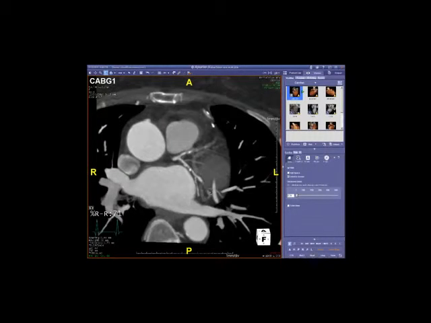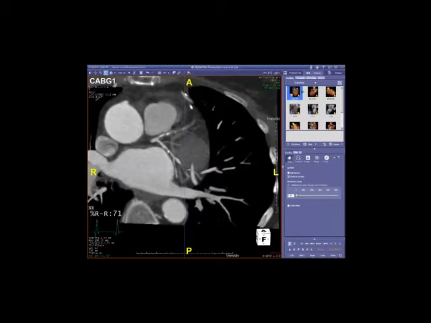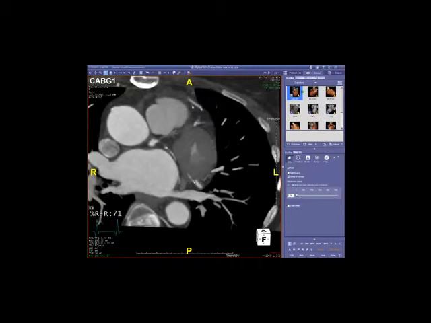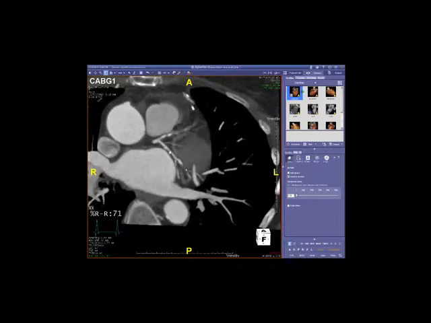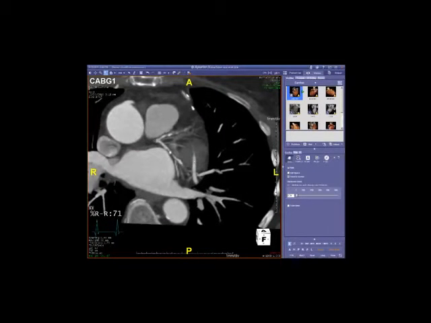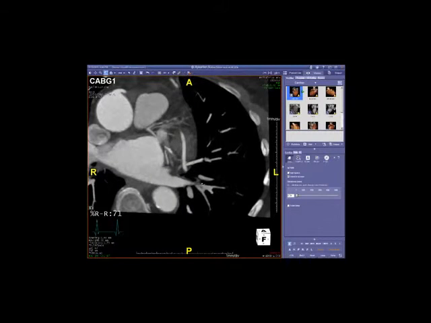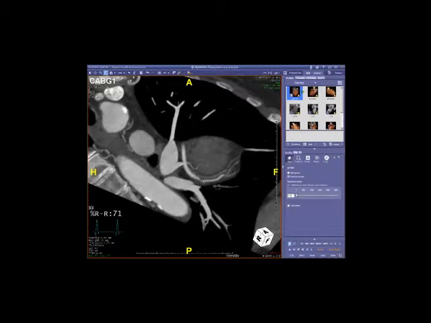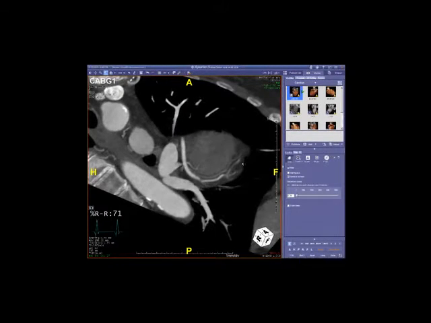And then as we get down further, we see a branch, the obtuse marginal branch, and we see the same thing we saw there in the LAD. There's no contrast here anymore. And then you do see some contrast filling distally, but that's because we've got this vein graft. And if we come in and focus on the vein graft and we follow the root of that vein graft out, we can see that that plugs into this obtuse marginal branch.